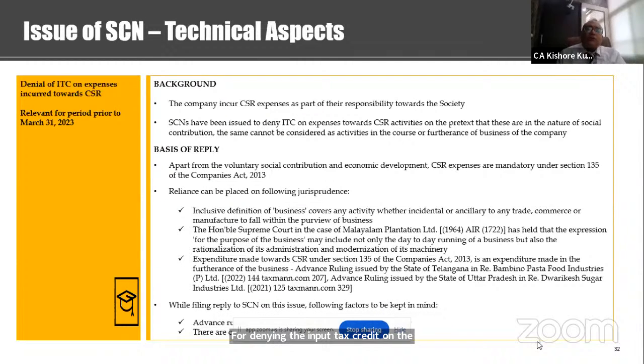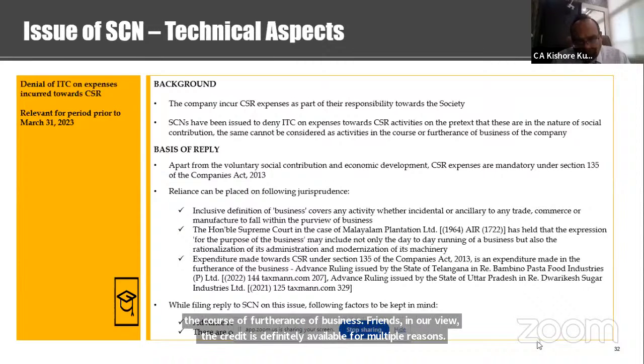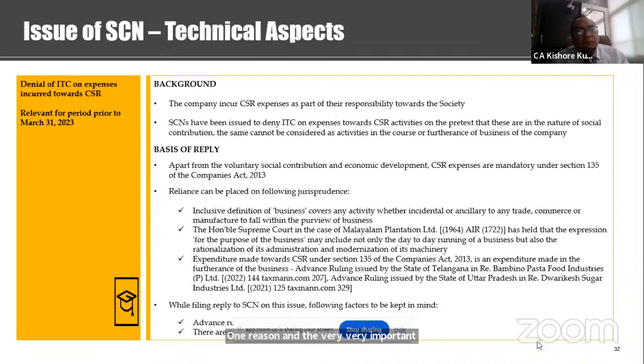Now, friends, what authorities are trying to say is that these are in the nature of social contribution. These cannot be considered as an activity which are in the course or furtherance of business. Friends, in our view, the credit is definitely available for multiple reasons. One reason, and the very important reason, is that I'm doing CSR expenses, no doubt for my social contribution, but also it is mandatory under Section 135 of the Companies Act.